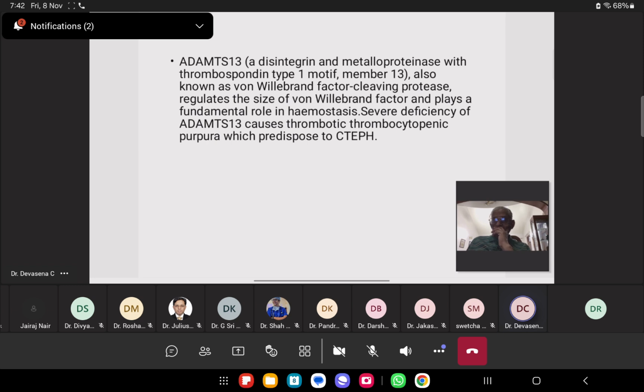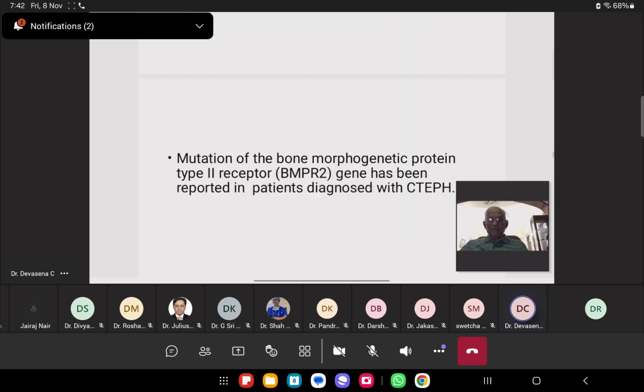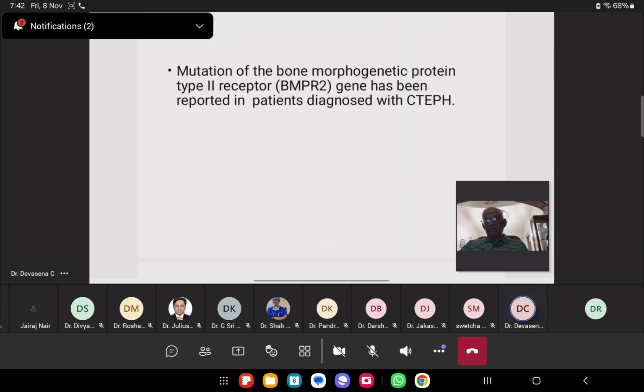ADAMTS13, a disintegrin and metalloproteinase with thrombospondin type 1 motif, member 13, also known as von Willebrand factor cleaving protease, regulates the size of von Willebrand factor and plays a fundamental role in hemostasis. Severe deficiency of this factor causes thrombotic thrombocytopenic purpura, which can predispose to CTEPH. Mutation of the bone morphogenetic protein type 2 receptor gene has been reported in patients diagnosed with CTEPH.